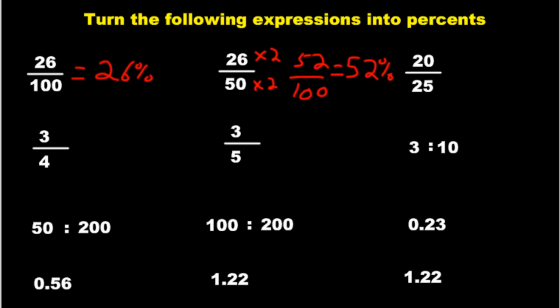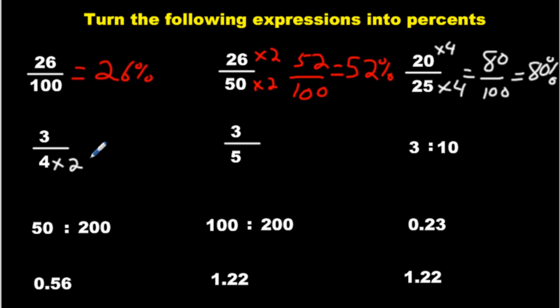What do you think 20 out of 25 will be? Yeah, we can times that by 4. That makes 100. And we can times that by 4, and that'll make 80. So if you've got 20 out of 25 on a test, you've got yourself 80%, baby. That's 80%. How about 3 out of 4? That's not 100. Don't say it's 3%. It's not. We can times this by what? We need 100 on the denominator. Right, 25. That makes 100. We repeat it on the top, and we get 75%.